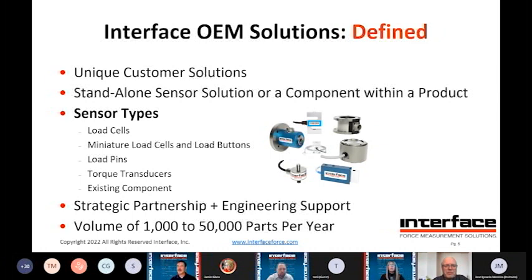So those are big quantities. We are more than capable of handling those. And 1,000 is not our cutoff by no means. So we're more than capable of handling smaller quantities as well. And next.